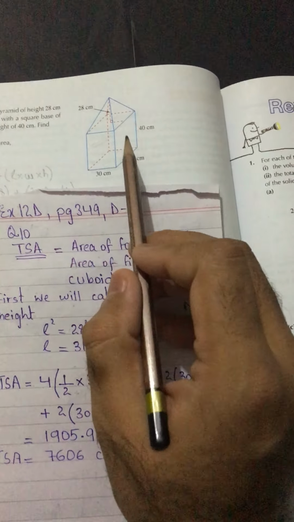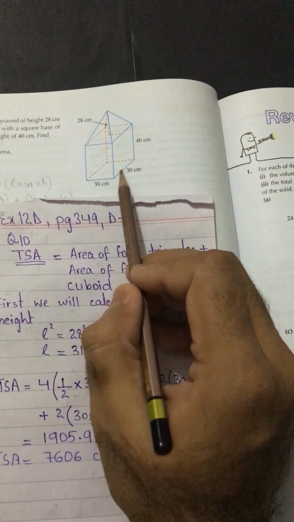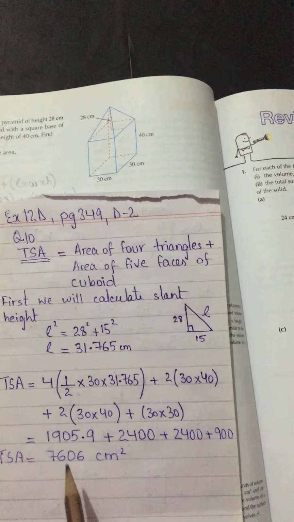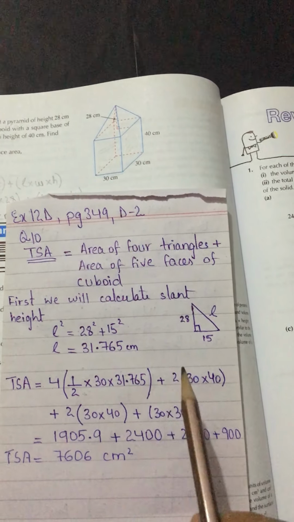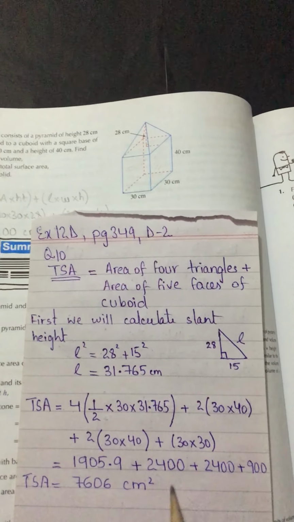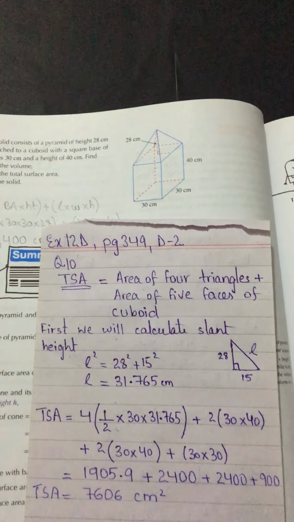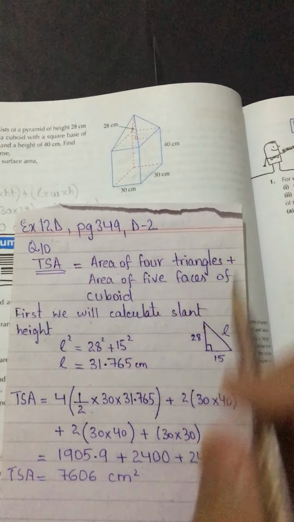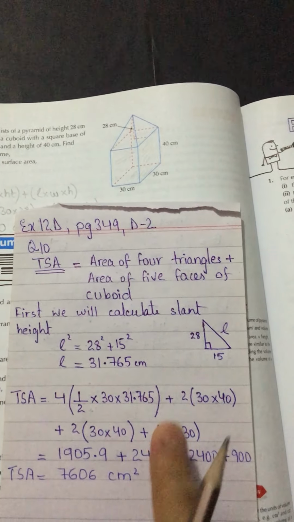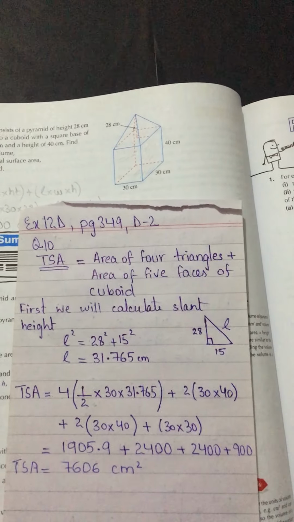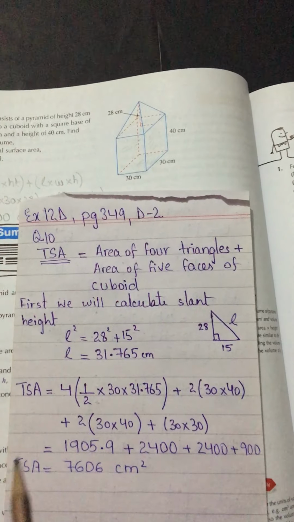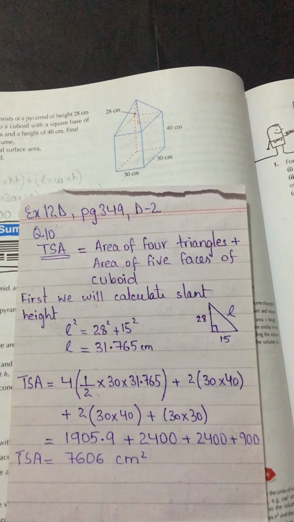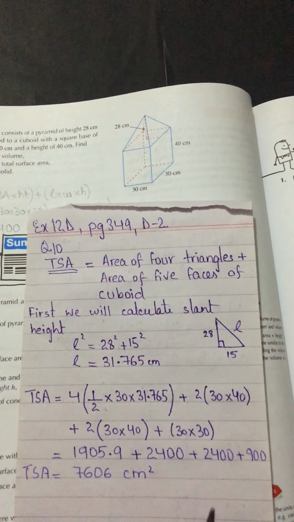Now moving on to the next 2 faces. Now I am talking about this face. This is 30 and this is 40. So 30 multiplied by 40 and 30 multiplied by 40. So I again wrote plus 2 times 30 multiplied by 40. So it is now 4 faces. One is remaining, the base one, this one, and this is equal to 30 multiplied by 30. So I wrote 30 multiplied by 30 once, because I am only considering the base, not the top face. On adding all of these numbers, I will get a total surface area of 7606 centimeter square, which can be rounded off to 7610 centimeter square in order to match the answer of the book.